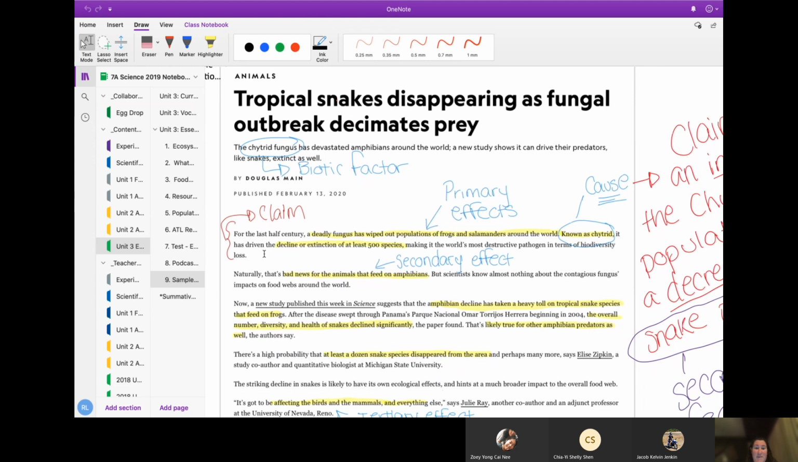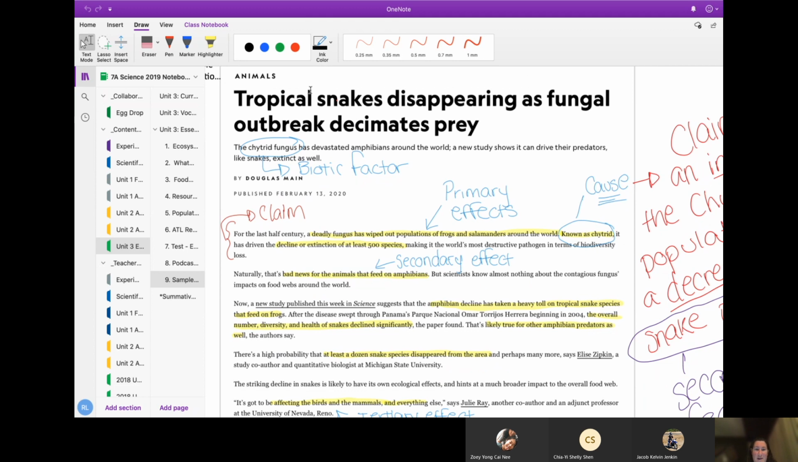For the last half century, a deadly fungus has wiped out populations of frogs and salamanders around the world. Known as chytrid, it has driven the decline or extinction of at least 500 species, making it the world's most destructive pathogen in terms of biodiversity loss. So this first paragraph I identified as their claim. They're basically saying, here's the cause, here's this fungus, so that's my cause, and here's its effect on populations. It's affecting amphibians, frogs and salamanders, and it's causing them to decrease or be completely wiped out. And so I've just kind of identified it as the first effect.